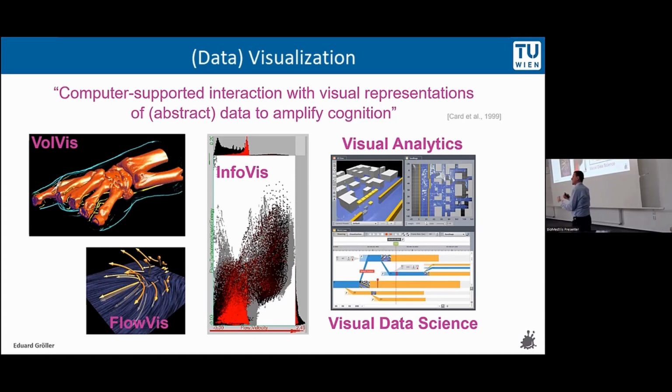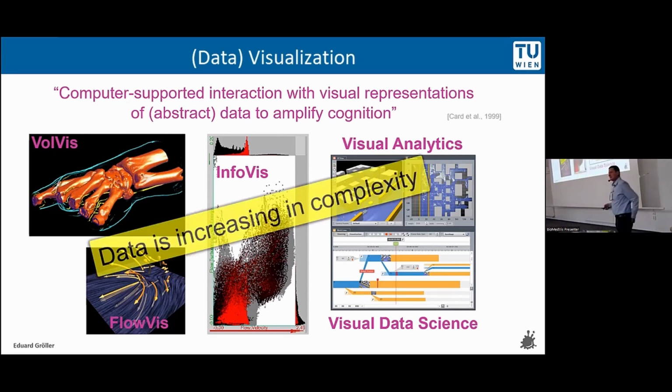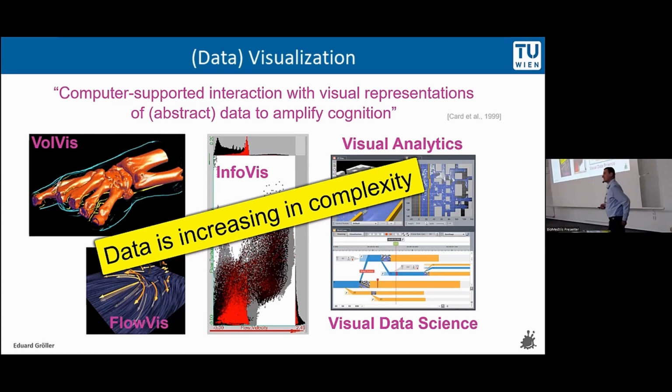And data is the central concept, and therefore the various branches of visualizations have been named after the type of data people were investigating. It could be volumetric data, 3D scalar field, for example, flow data, vector data, or abstract data, information visualization data, visual analytics data, or the area, or visual data science recently. But the interesting thing is the data is increasing in complexity for various reasons. I will explain that in a moment.